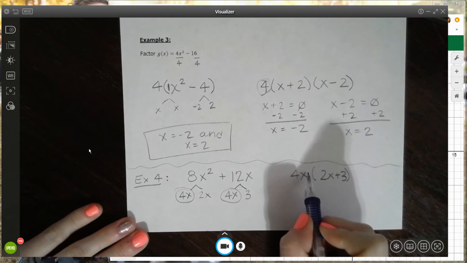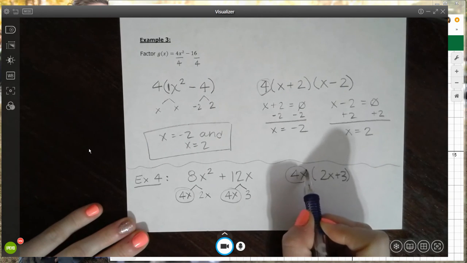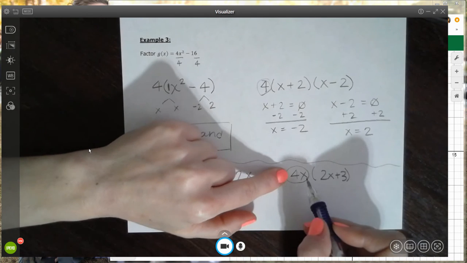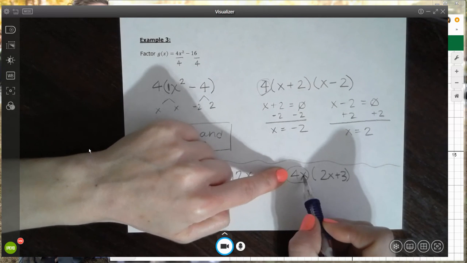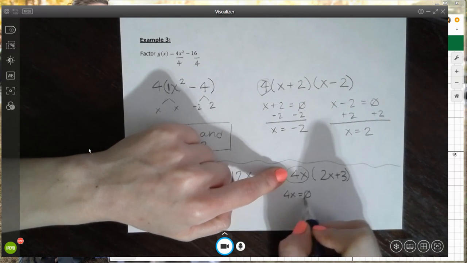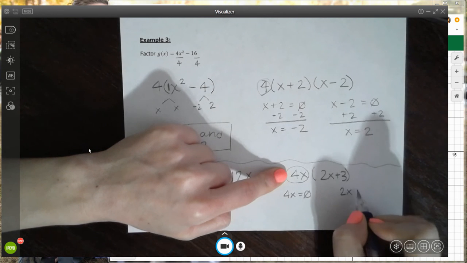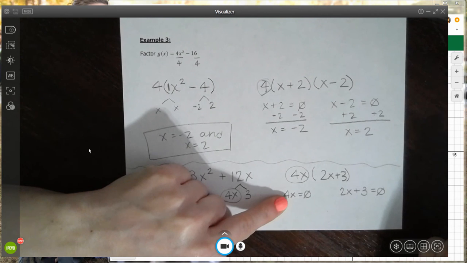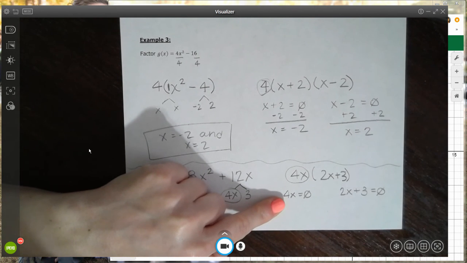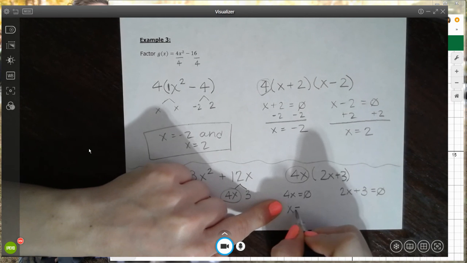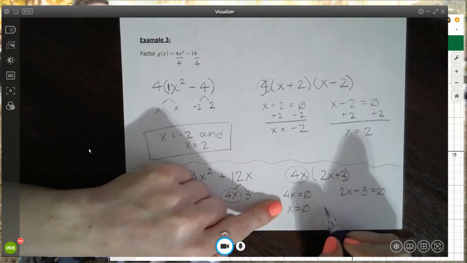So I'm going to take now this factor and set it equal to 0 because there is an x, and this x can affect what happens with my multiplication. So 4x equals 0 or 2x plus 3 equals 0. Well, the only way that I could ever multiply with 4 and some number and make it equal to 0 is if that number itself was 0. So x could be 0.